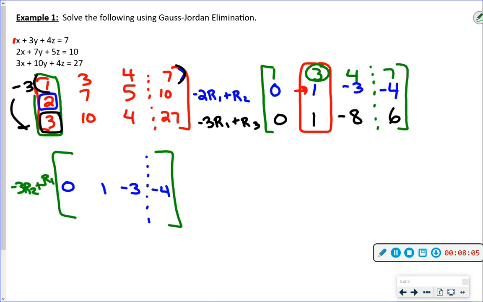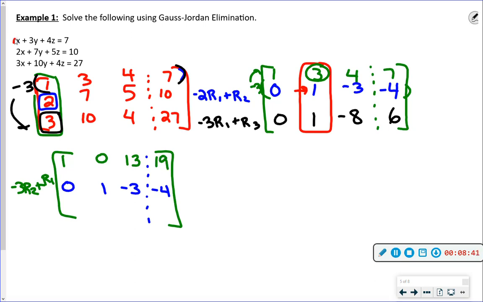I'm kind of on the side there. Should have moved it over a little bit so I have more room to do work. So I'm going to do this guy by -3, then we're going to add it to the top. So -3 times 0, 0 plus 1. -3 times 1, -3 plus 3. There we go. That's what we wanted. -3 times -3, 9. 9 plus 4. -3 times -4, 12. What's 12 plus 7? 19.